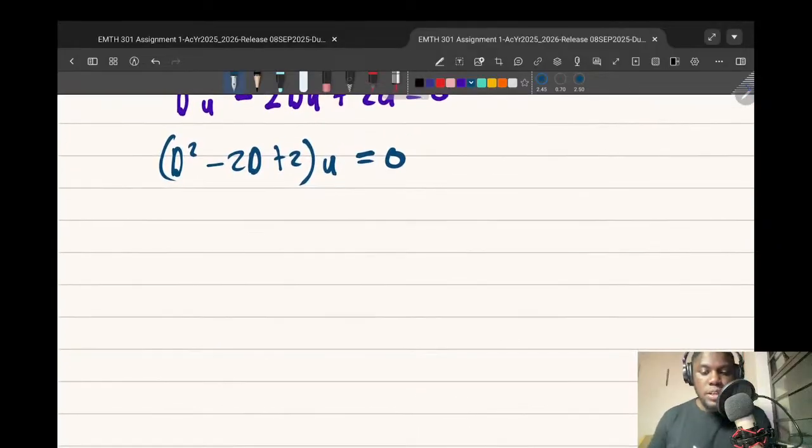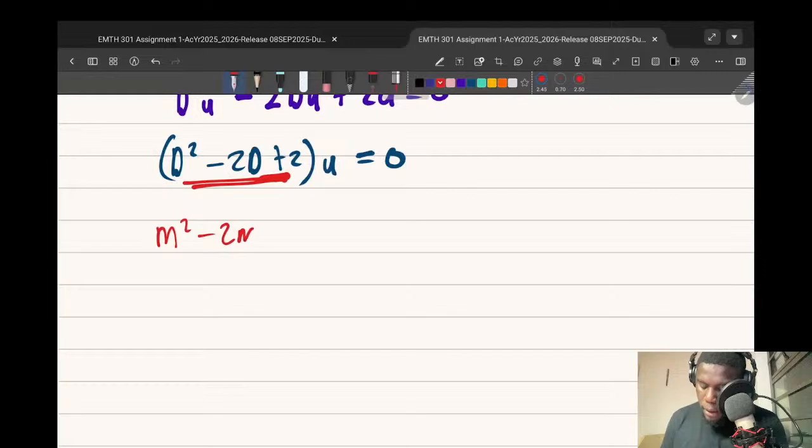You know what to do here. From here, what do you make? Here it's equal to 0. This is the d operator form. From here, you take the auxiliary equation. You just take the things inside the brackets and you put them in terms of m. Okay, so you're actually going to have m squared minus 2m plus 2 is equal to 0.